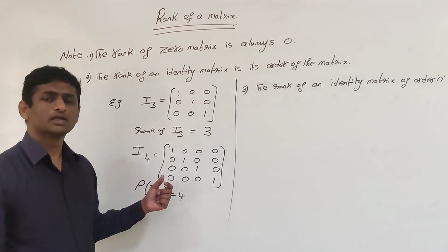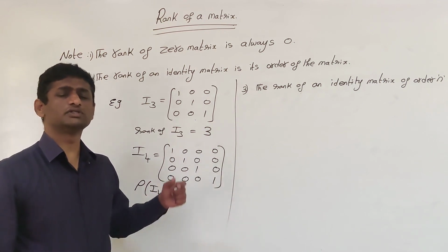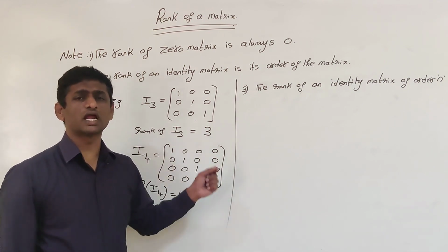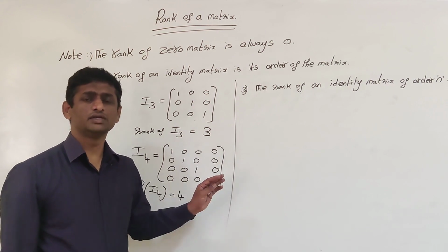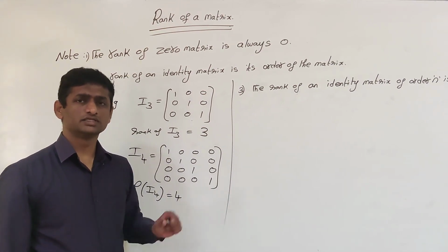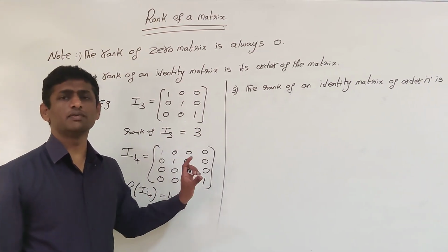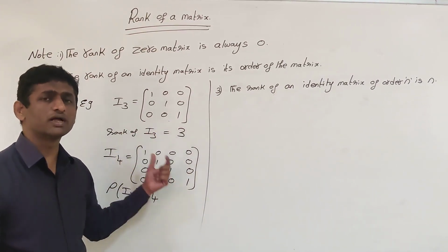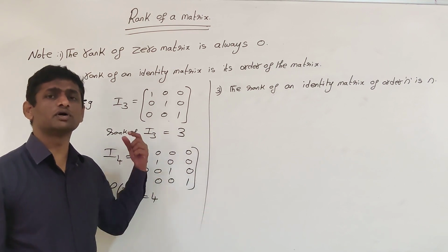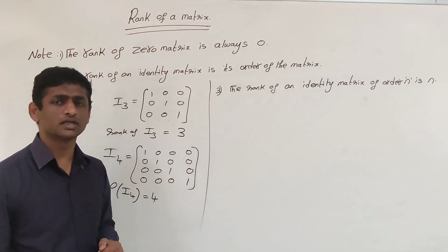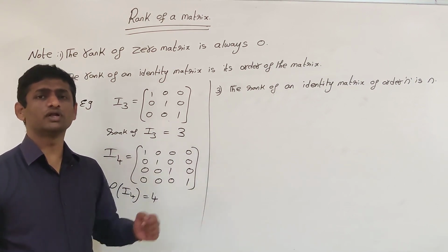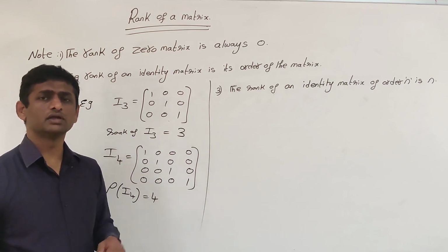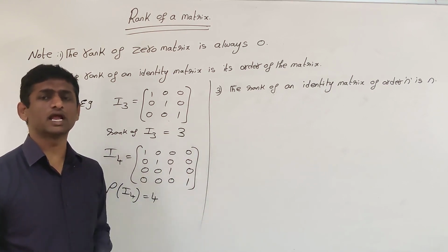In the next class we will see how to find the rank of a matrix by the simplest method, that is elementary row operations. Instead of finding all the square submatrices and checking which of them are non-singular or singular, we will go for elementary row operations. Based on that we can find the rank of the matrix.